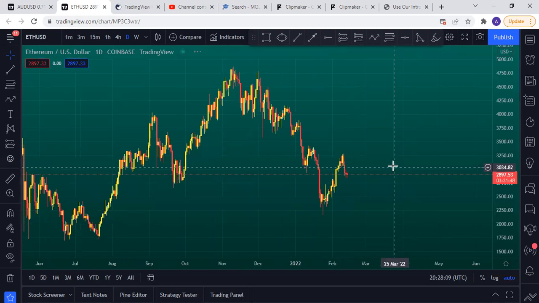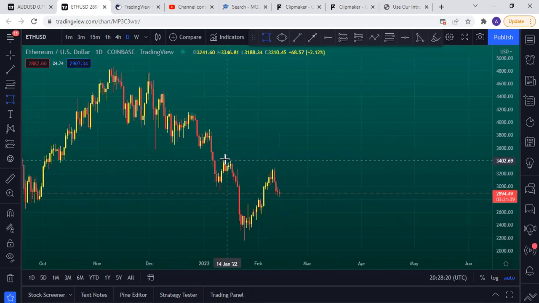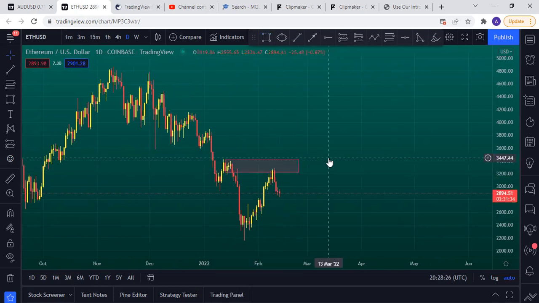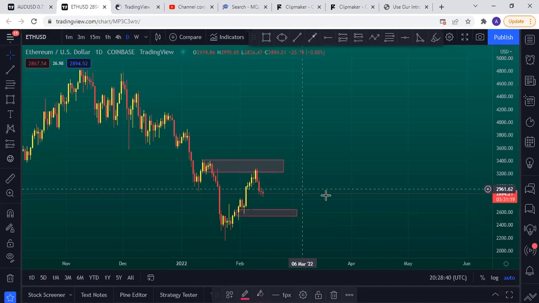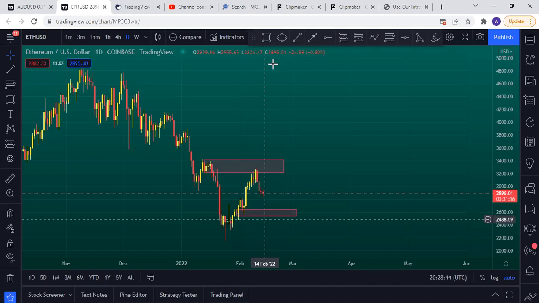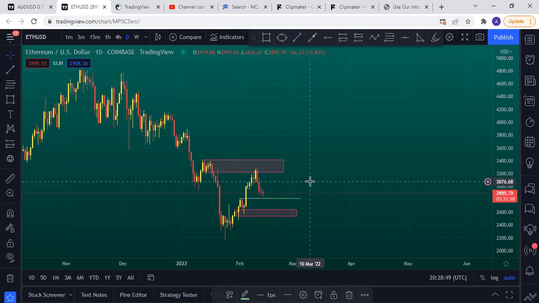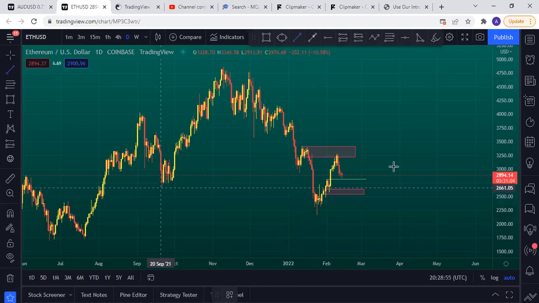All right, so this is ETH-USD on the daily time frame. These are the zones. Those are the major zones that we have on ETH-USD. This is another interesting area to watch out for.